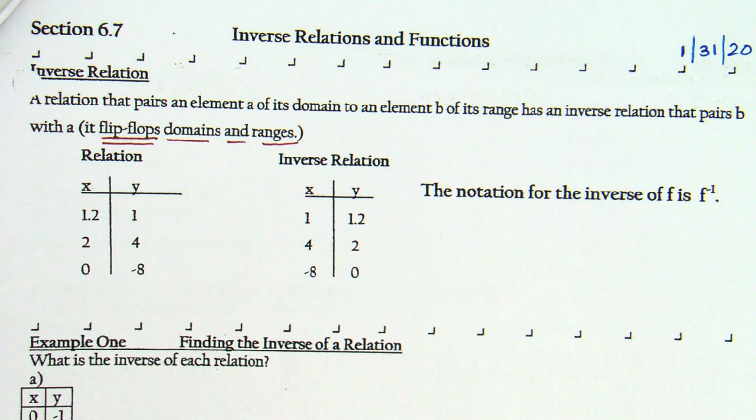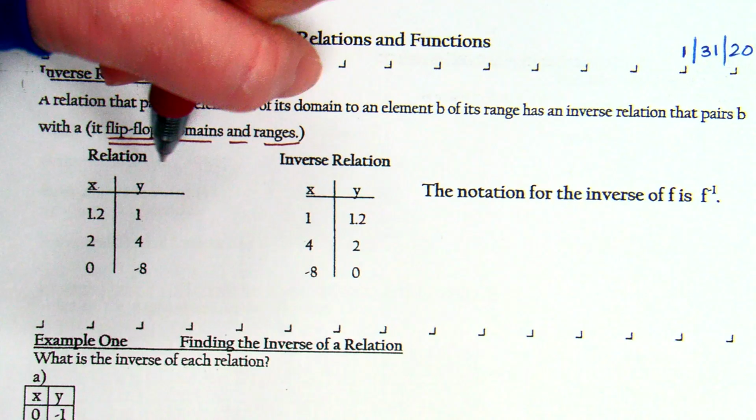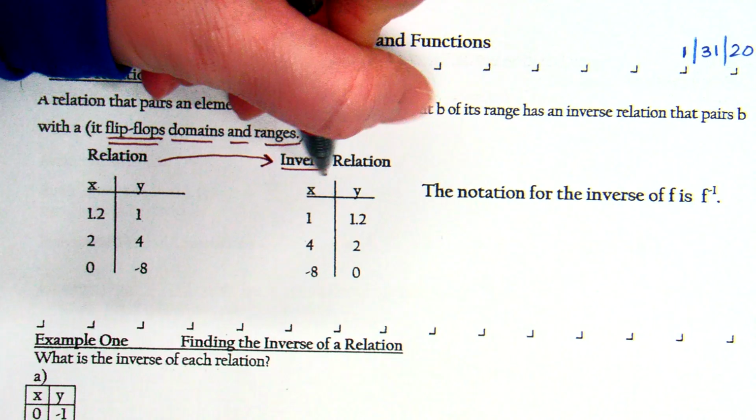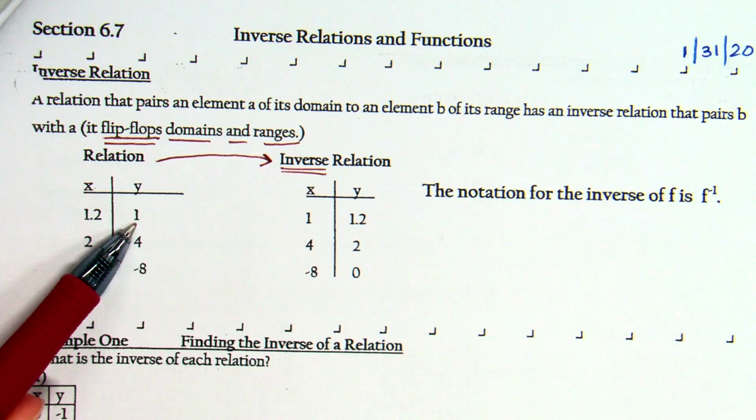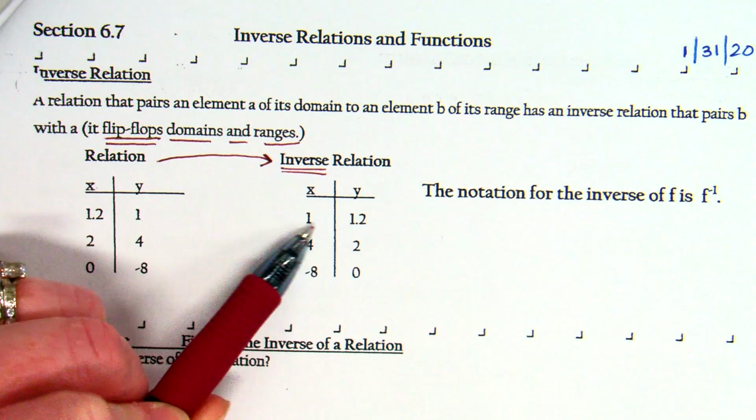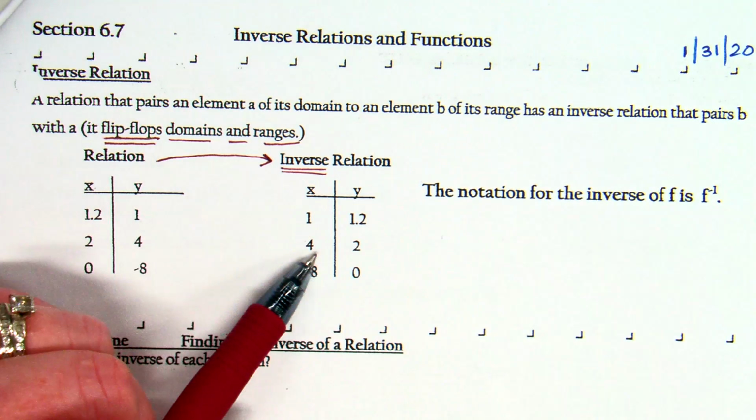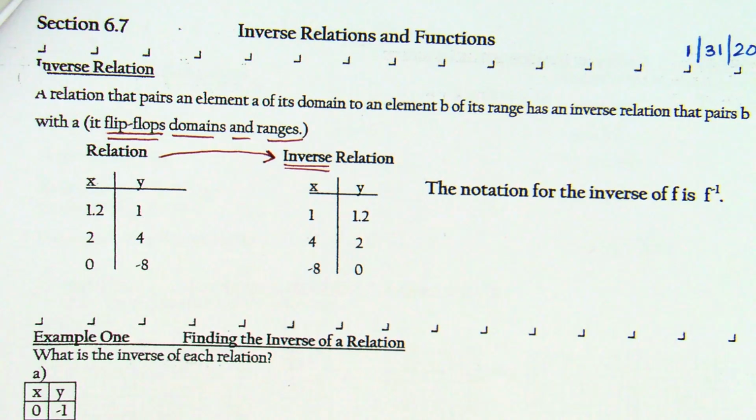The inverse. What happens between the relation and the inverse? Instead of 1, 2, it's 2, 1. Instead of 2, 4, it's now 4, 2. Instead of 0, negative 8, negative 8, 0. So that's all an inverse is.